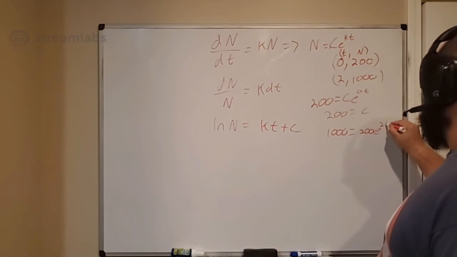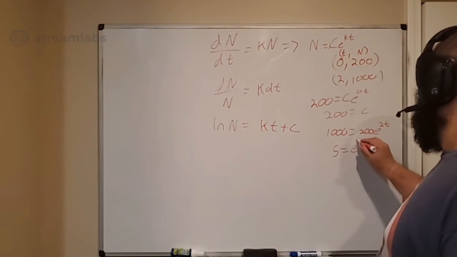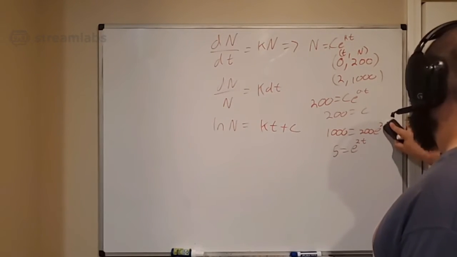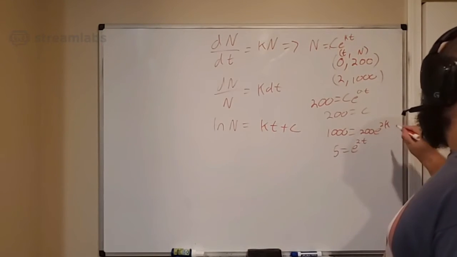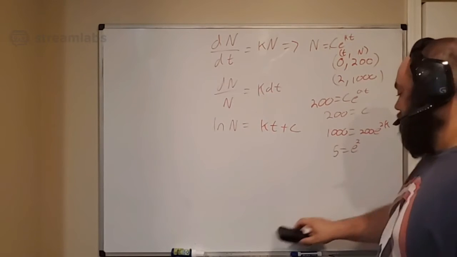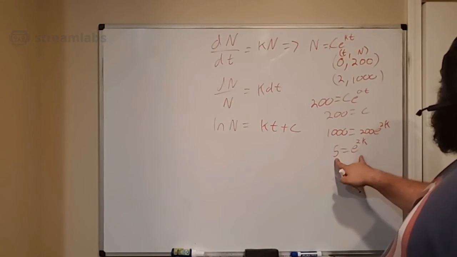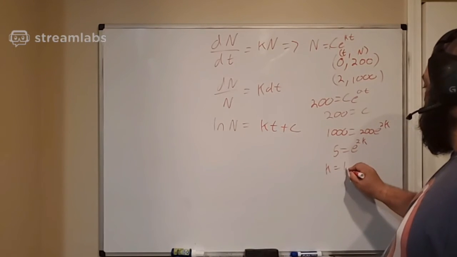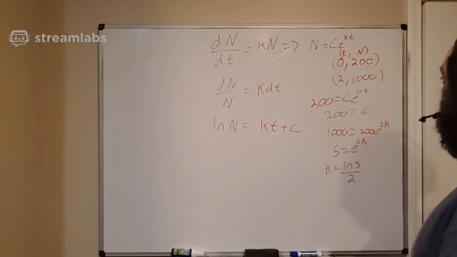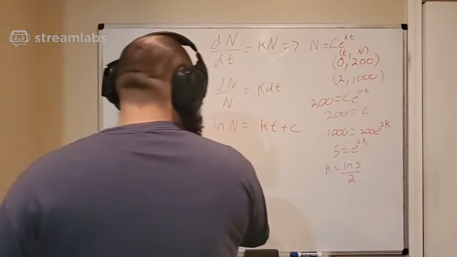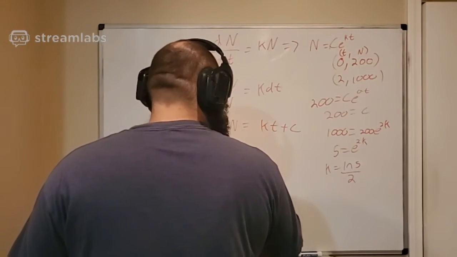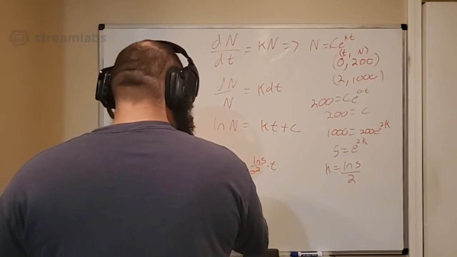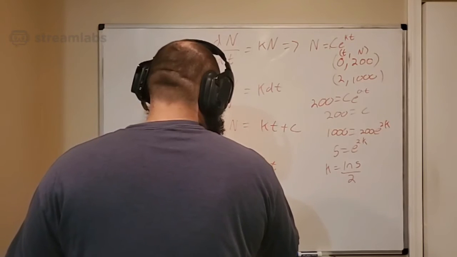How do you find k? Then ln both sides and divide by 2. So k is equal to ln 5 over 2. So your function actually looks like n is equal to 200 e to the (ln 5 over 2) times t, and plug in 4. Put that in your calculator, and you'll have your answer.